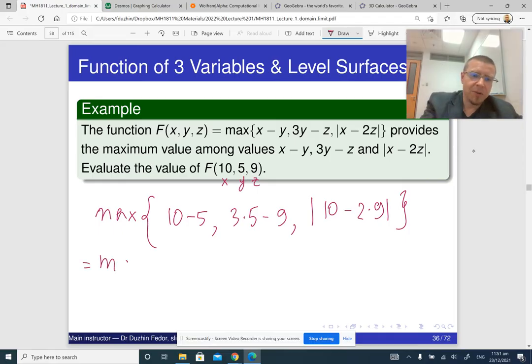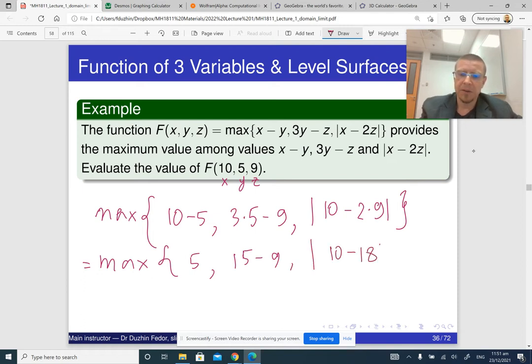Okay, so let us compute this. First let us compute all the three inputs of the maximum. So 10 minus 5 is 5. 3 times 5 is 15. I'm going to just write 15 minus 9. And here we have the absolute value of 10 minus 18.